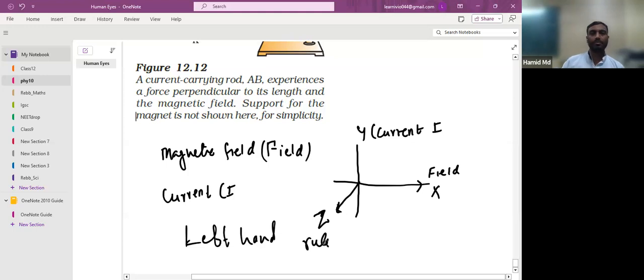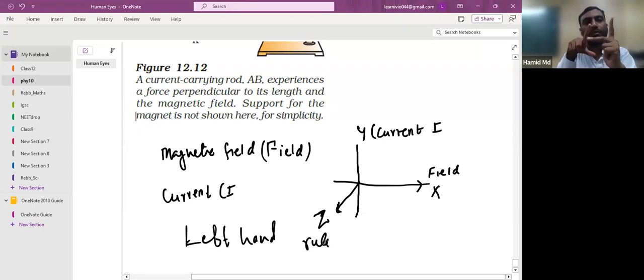Did you get any notion and idea? Yes, sir. Okay, so this is simple. Will you write it in your own words? What is Fleming's left hand rule? Last time, or one more time.